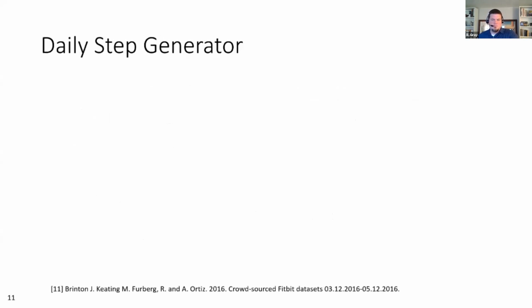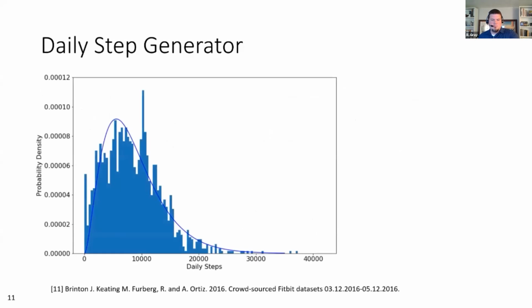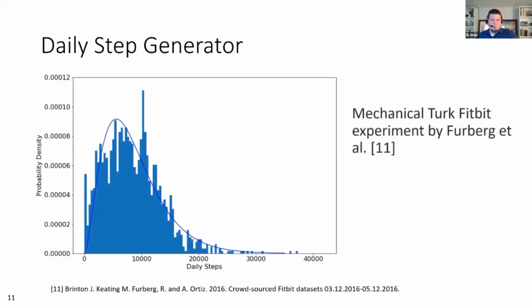For the first challenge, we leveraged existing daily human step behavior data obtained from a Mechanical Turk study by Furberg and others in 2016. Shown here is a histogram of that dataset overlaid with a probability density function of a fitted gamma distribution, from which our step generator would randomly draw to generate initial daily steps.